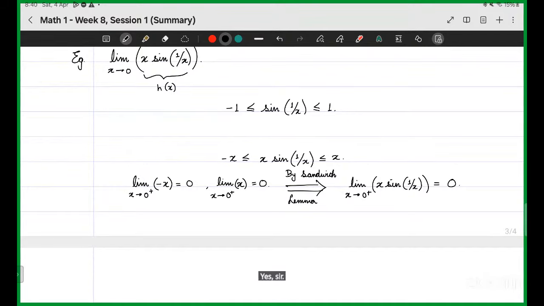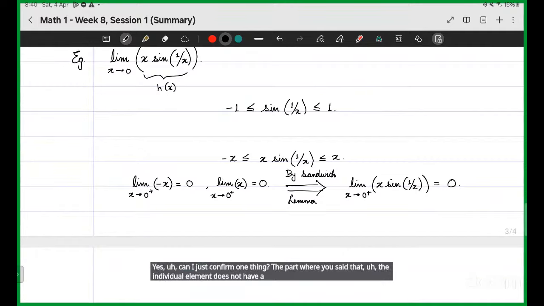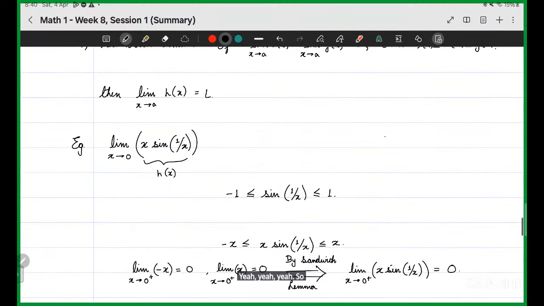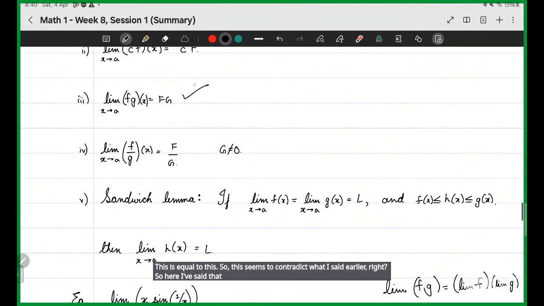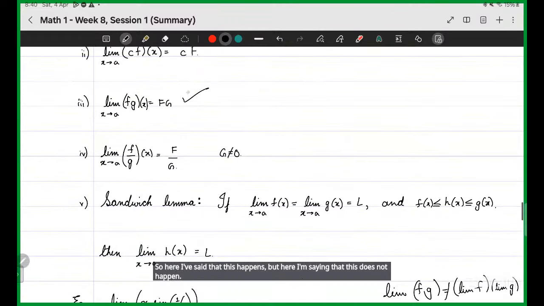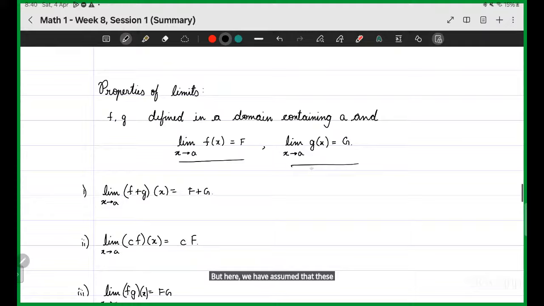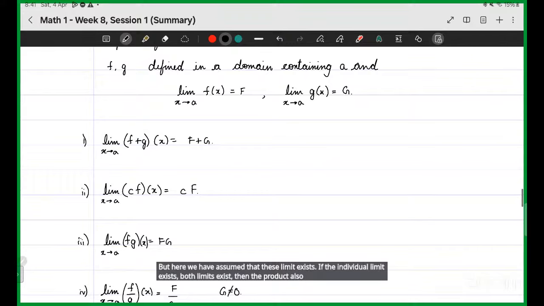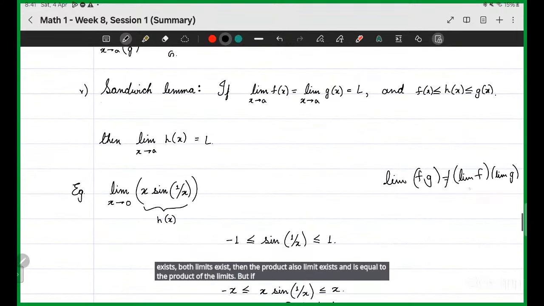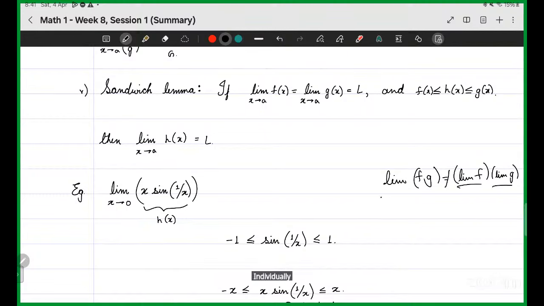Can I just confirm one thing? The part where you said that the individual element does not have a limit, that is the sine 1 by x part, right? Yes. So you cannot always say that this is equal to this. This seems to contradict what I said earlier. Here I've said that this happens, but here I'm saying that this does not happen. But here we have assumed that these limits exist. If both limits exist, then the limit of the product also exists and is equal to the product of the limits. But if you don't know if these individually exist, then you can't make this statement.